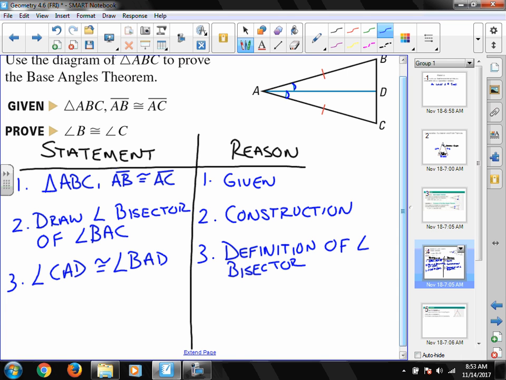So next step, well, we need to show that these two, we've split it into two triangles now, are congruent. Well, the next step, I know that AD obviously is congruent to AD. AD is congruent to AD. And that is our reflexive property.